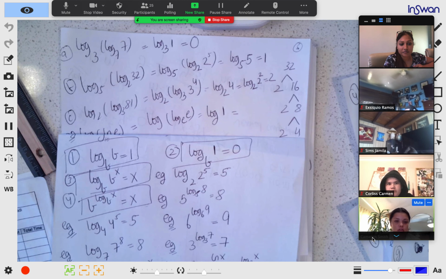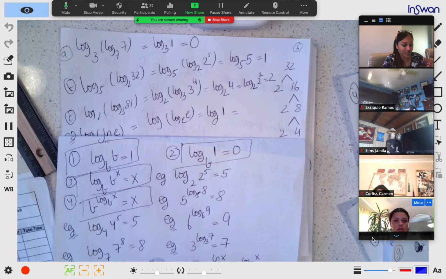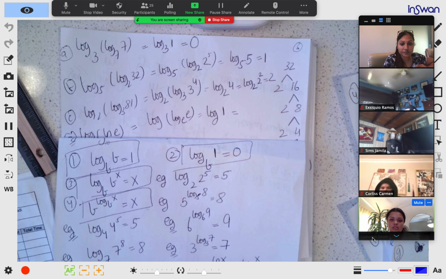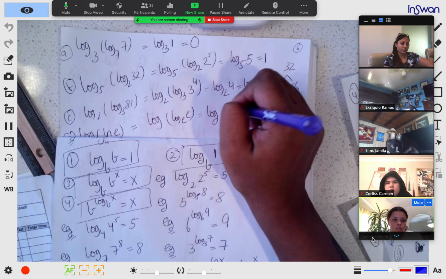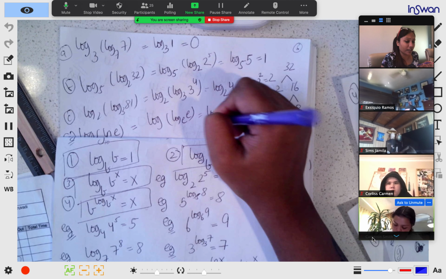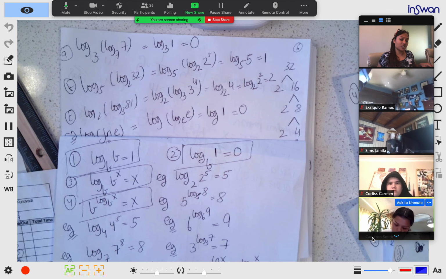Sorry, I'm looking at your notes. Hold on. These are the 4 properties we did. It's equal to 0. No matter what my base is, if I'm finding the log of 1, it is always equal to 0.